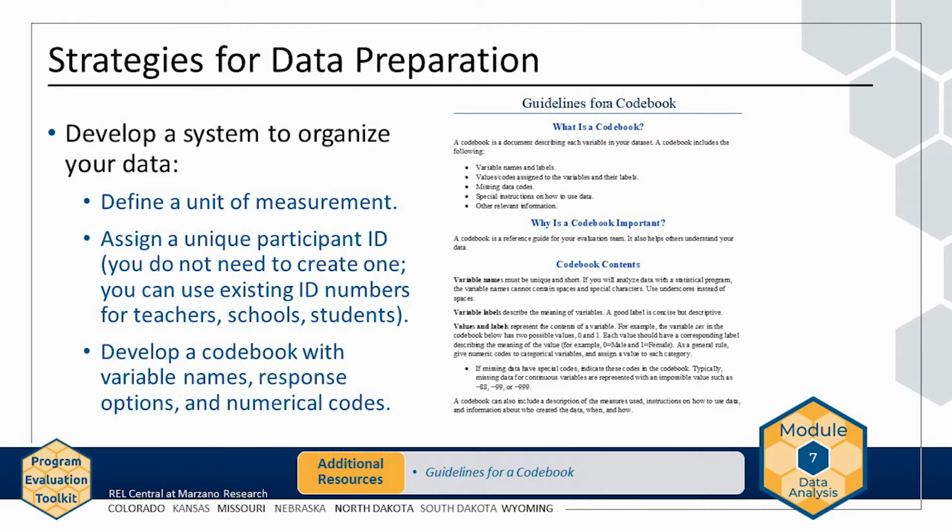Some strategies include the following. Define a unit of measurement. For instance, are you collecting data from students, teachers, schools? Assign a unique participant ID. This will help ensure that cases are not confused. Note that ID numbers often already exist for teachers, schools, and students.